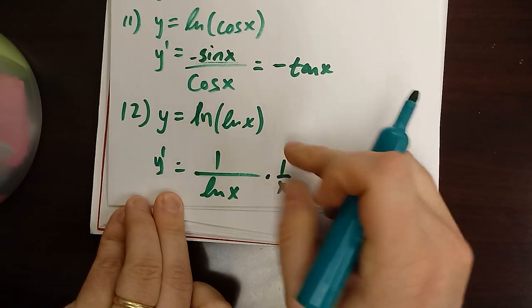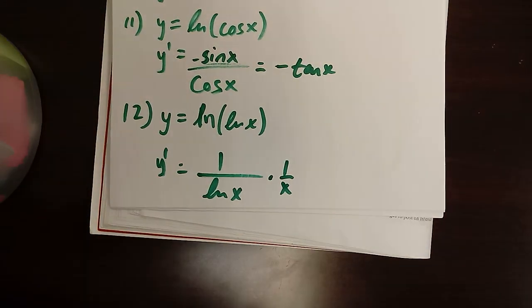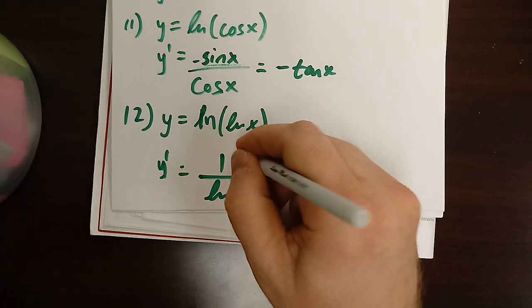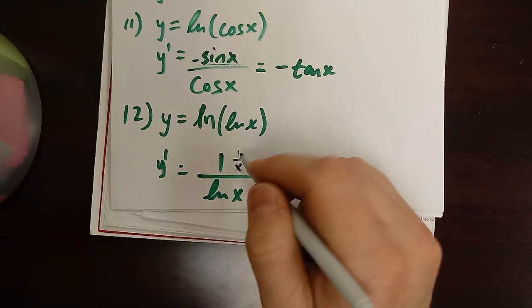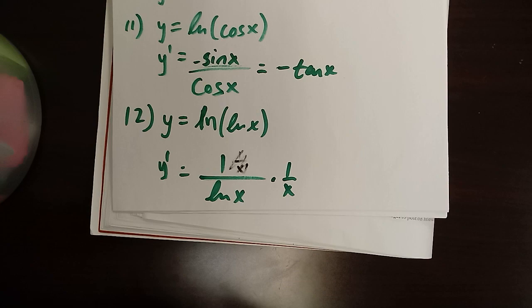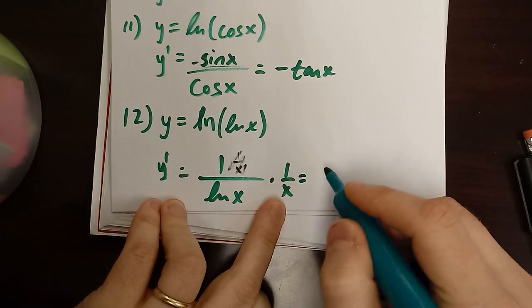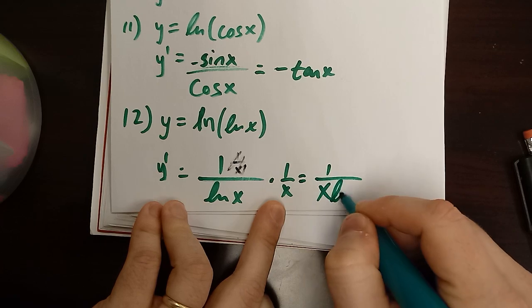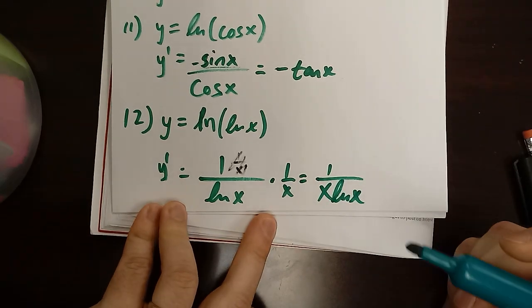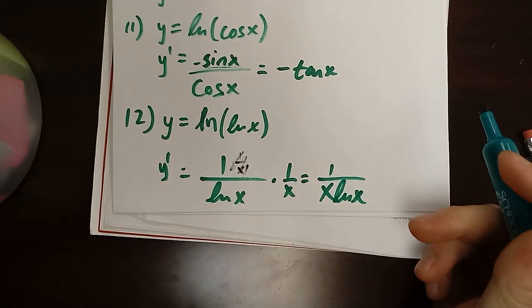So this one actually was better not to put the 1 over x on top because that would look like this, 1 over x, and now we have this compound fraction that we have to deal with. So instead of doing that, this was a fortuitous mistake on my part. So 1 over x ln x. Cool.